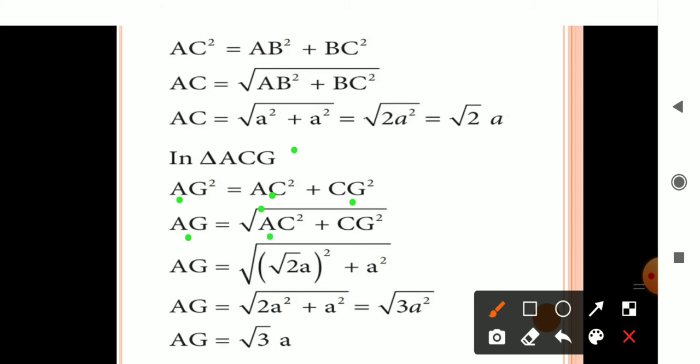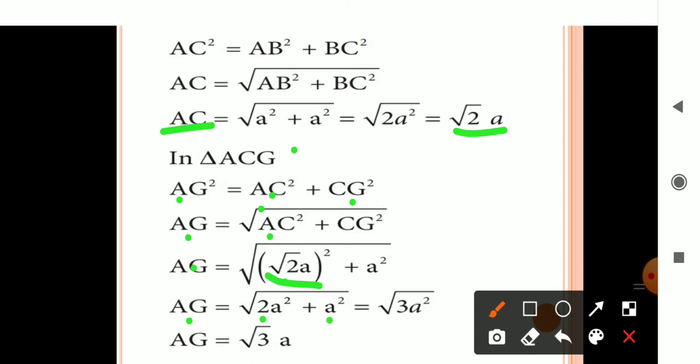Then AC value we have derived in the previous step. AC is equal to root 2A. Let us substitute that value in this equation. So we can write AG is equal to square root of (root 2A) the whole square plus CG. CG is another edge length, so we can substitute A square. When root 2A is squared, you will get 2A square. So AG is equal to square root of 2A square plus A square. Then 2A square plus A square is equal to 3A square.